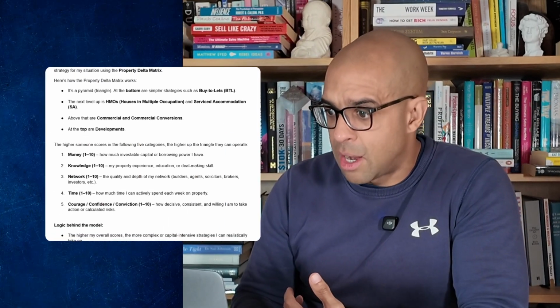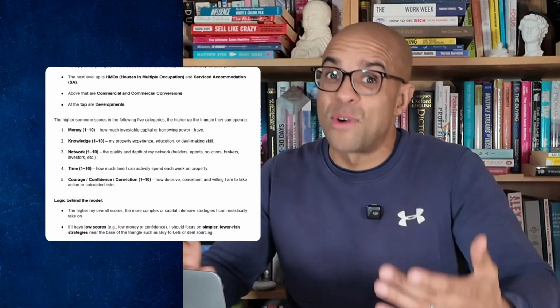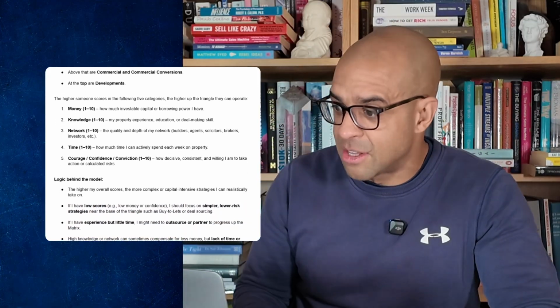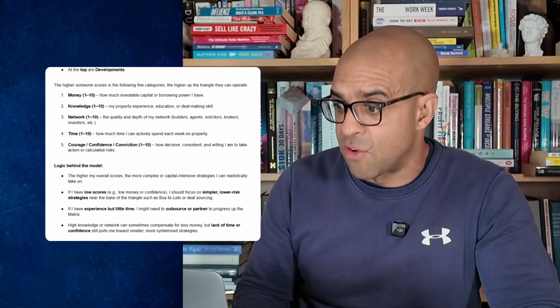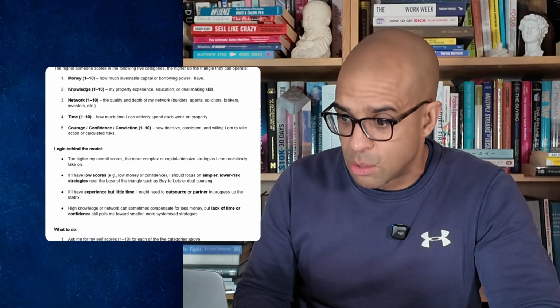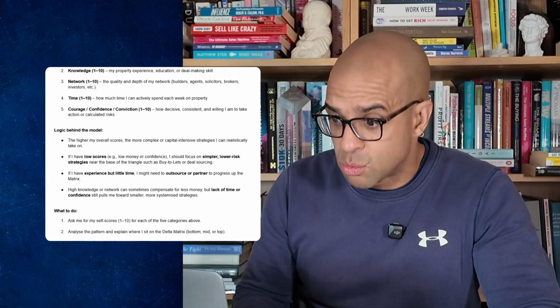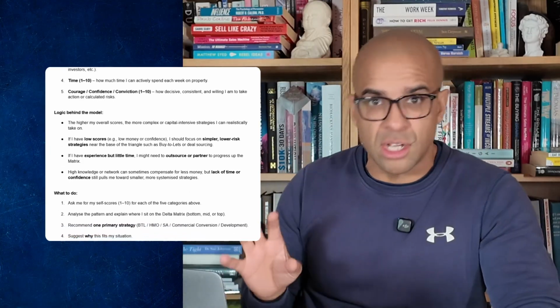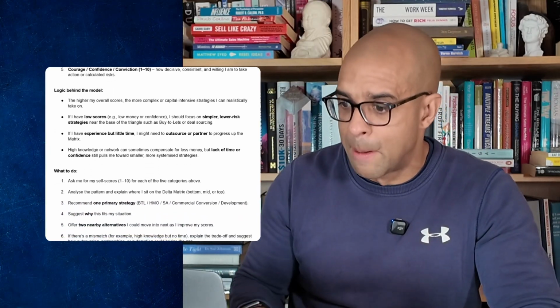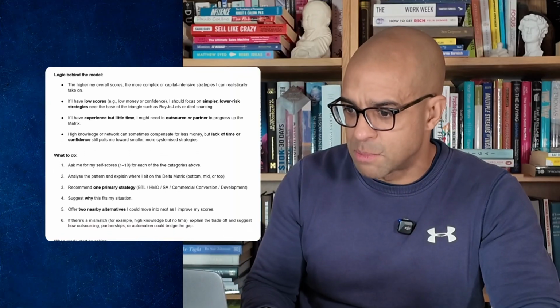I want you to act like Harvey Grove Properties, because it will go online and find the loads of videos that I've done of this, and identify for me the best property strategy for my current situation using the property delta matrix. Here's how the property delta matrix works. So you're going to train it on how it works, and then it's going to go off and find some videos on me.